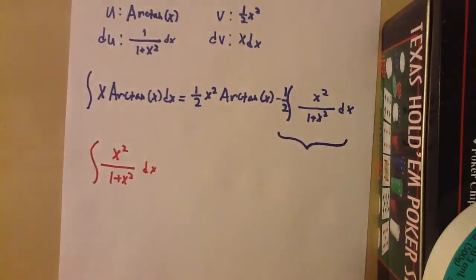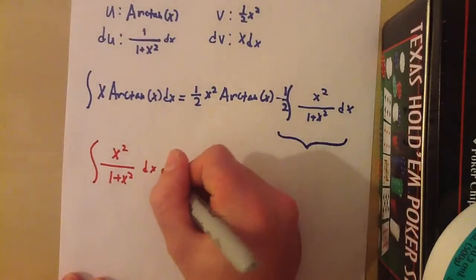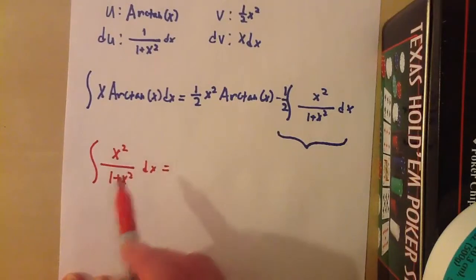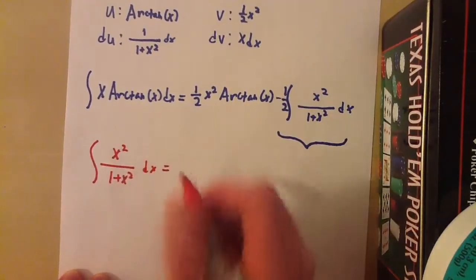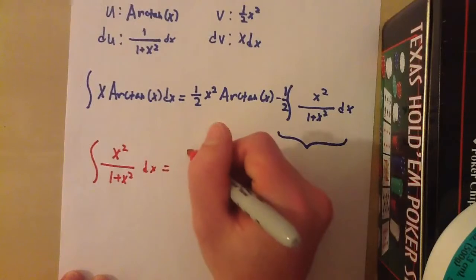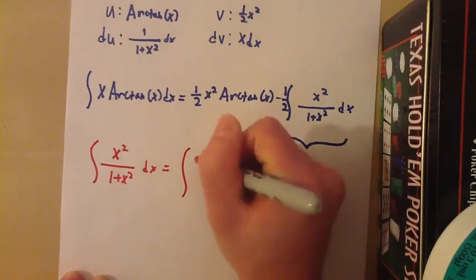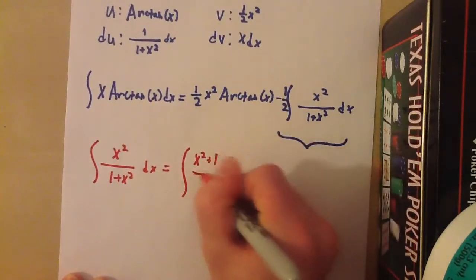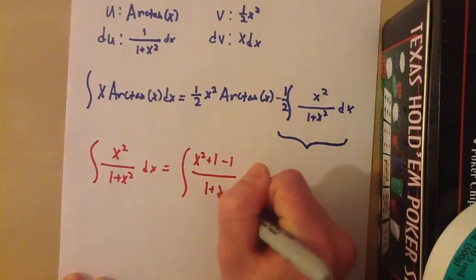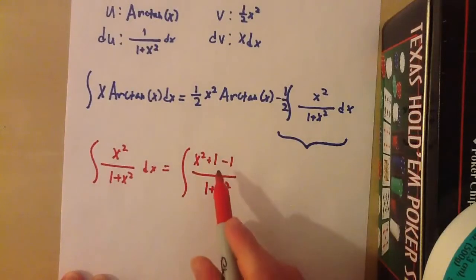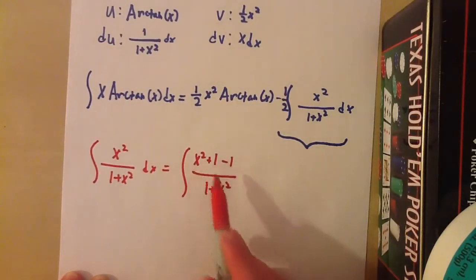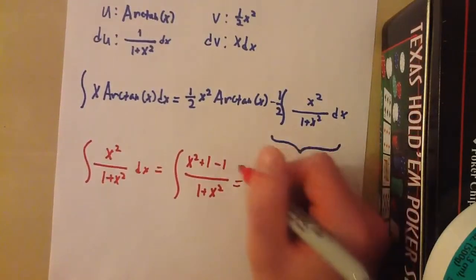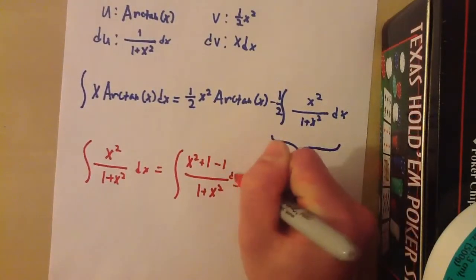So here's where the little trick comes. If we add and subtract a 1 on top, we're not really changing the value of the integral because 1 minus 1 is 0. So we have x squared plus 1 minus 1 over 1 plus x squared. And if you can see where this is going, now we have an x squared plus 1 and 1 plus x squared, which is equal to 1. I should write a dx here.